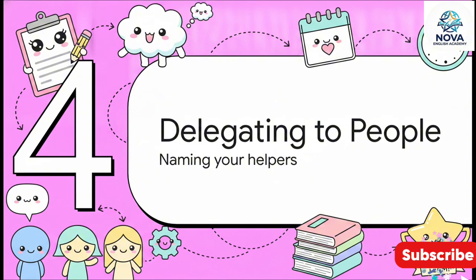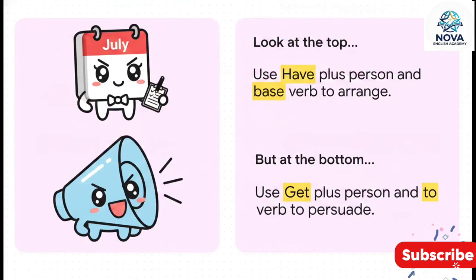Because sometimes we actually want to name our helpers. Okay, the grammar rule changes slightly based on the verb you choose here. If you use have plus the person, you absolutely must use the base verb. This implies you arranged for them to do it. But if you use get plus the person, you have to add the word to before the verb. That implies you persuaded them. So just remember this. Have gets the base verb, but get needs to plus the verb.